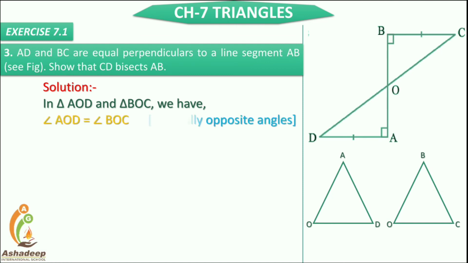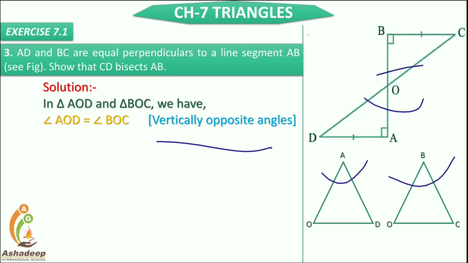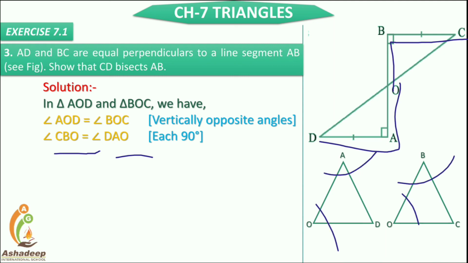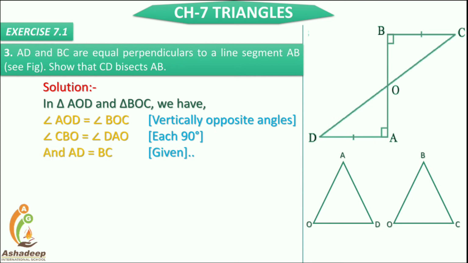The solution: AOD and BOC are vertically opposite angles. See, vertically opposite angle तो ये दोनों angle कैसे होंगे? Equal. CBO and DAO are 90, right? तो ये दोनों angles और ये दोनों angles कैसे हो गए? Equal. Okay, अब आगे क्या दिया है? AD is equal to BC. That is already been given, right?